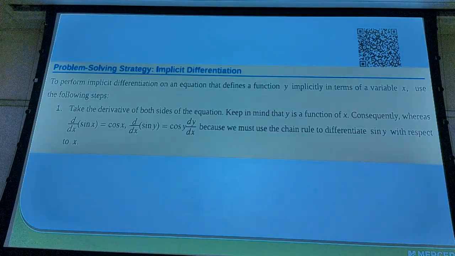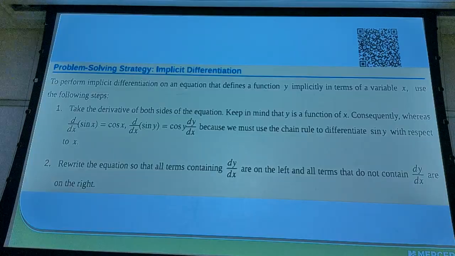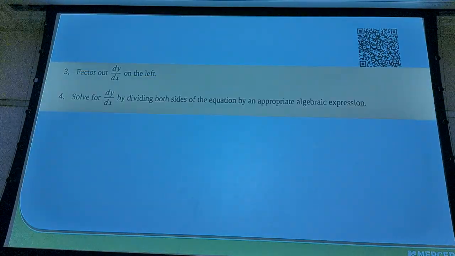So take the derivative of both sides. Keep in mind that y is a function of x, so you have to use chain rule. Then essentially what we're doing is we're solving for y prime. Right? So you want all your dy dx terms on the left, all your non-dy dx terms on the right. Factor out the dy dx, and then divide.